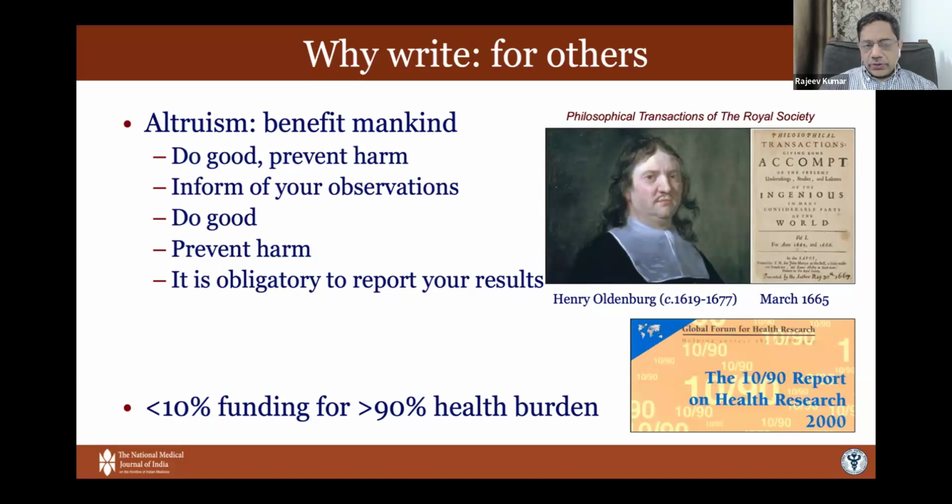Another important reason why you need to write, and this is very relevant to India and parts of the world that aren't as developed as others, is what we call the 10/90 gap. The 10/90 gap is a principle which says that only 10% of all the science and research funding goes into treating conditions that actually affect 90% of the world's population. On the other hand, 90% of the funding goes to treat conditions that affect only 10% of the world's population.